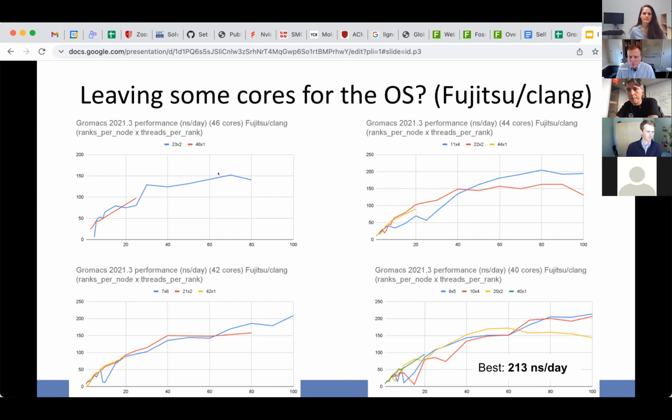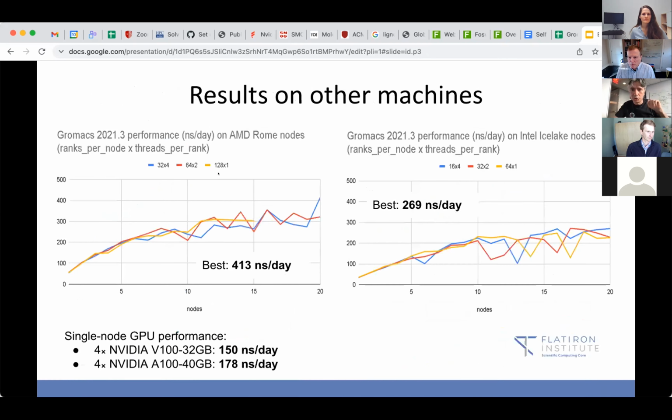Now, what if we compare to what we would get on a regular x86 machine? So those are the results I had beforehand. On the left is on our cluster of AMD ROM nodes, and on the right, that's on our Ice Lake. So you see that on the AMD ROM nodes, we get up to about 400 nanoseconds a day. The Ice Lake was about 250 and above.